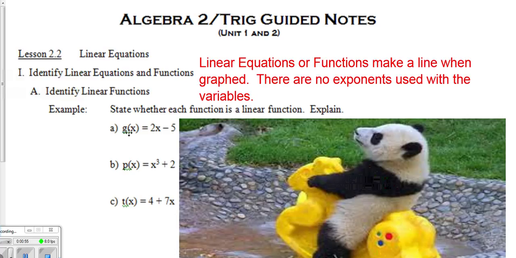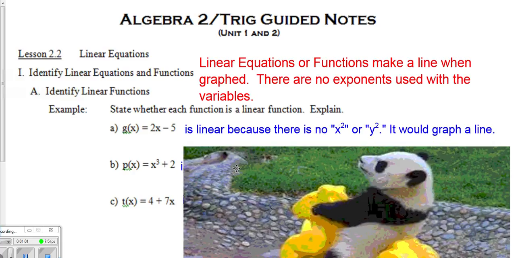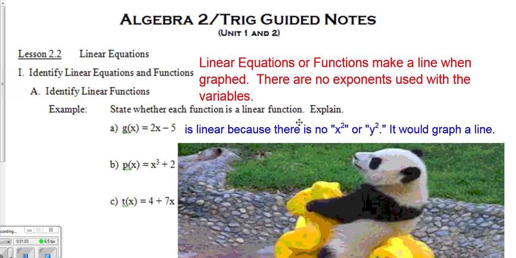So for this first one, example A, we have g of x equals 2x minus 5. And yes, that one would be linear. It would make a straight line. We can tell because there's no x squared or y squared or any exponents with them. If we were to graph this function, it would make a straight line for sure. So it is linear.